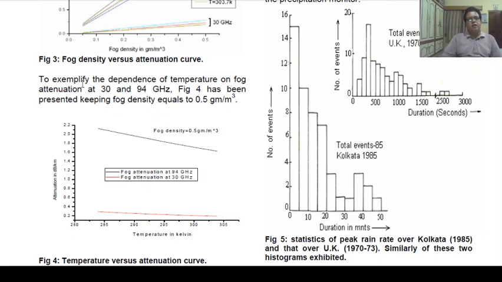To exemplify the dependence of temperature on fog attenuation at 30 and 94 gigahertz, figure 4 has been presented keeping fog density equal to 0.5 gram per meter cube. If we take fog density constant, then temperature versus attenuation for 30 gigahertz and 94 gigahertz is shown in the curve.